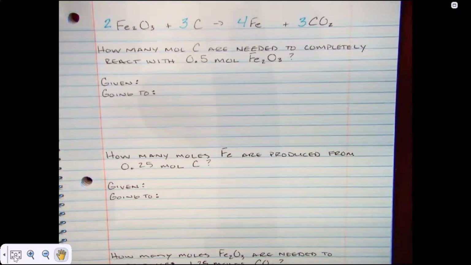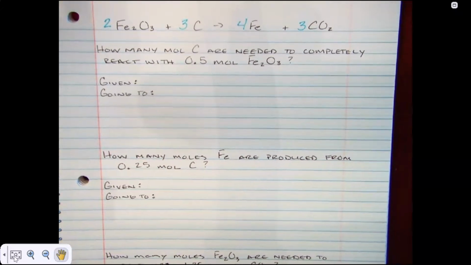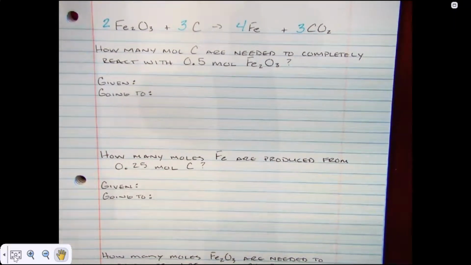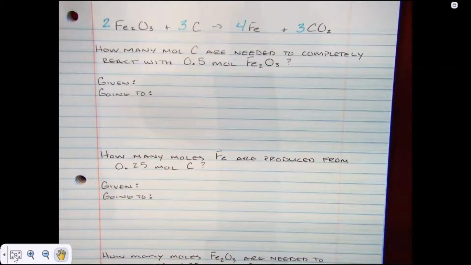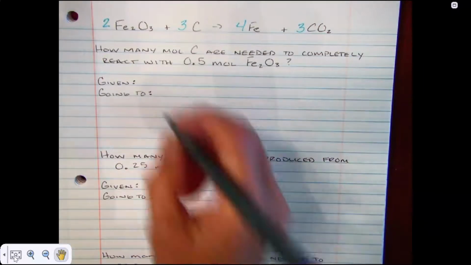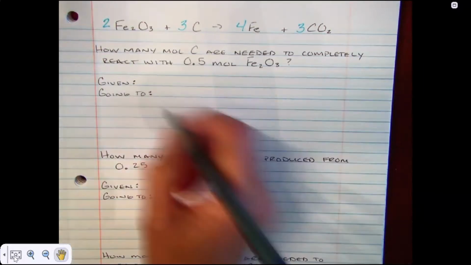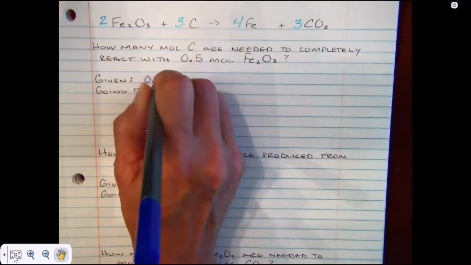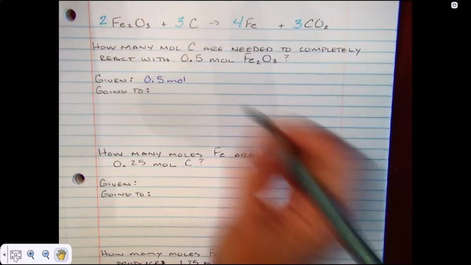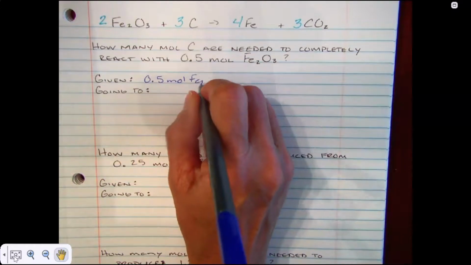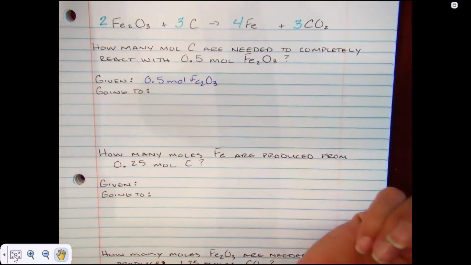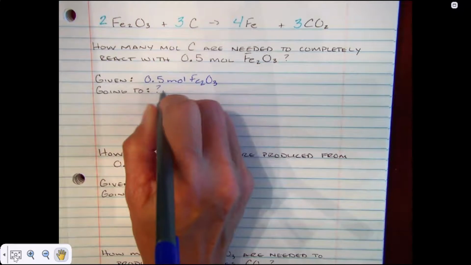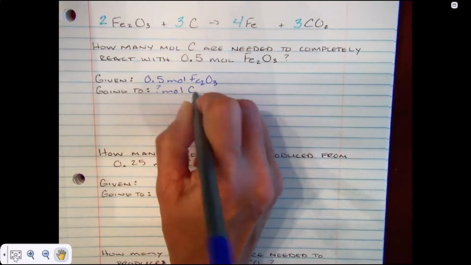Going on to a third problem. How many moles of carbon are needed to completely react with 0.5 moles Fe2O3? So our given would be 0.5 mole Fe2O3. And what are we trying to get to? Question mark mole of carbon.